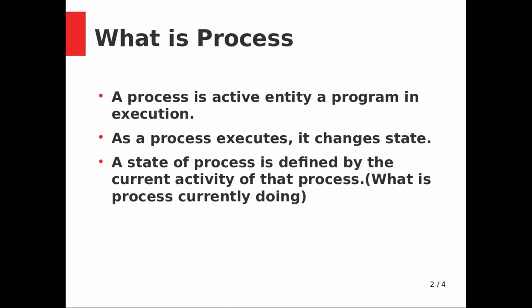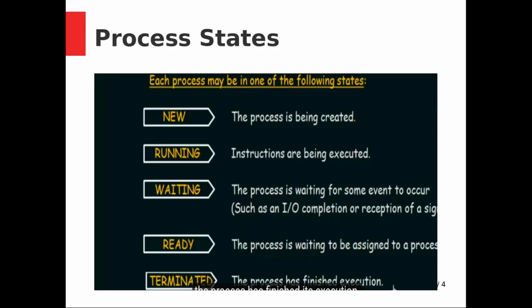The state of a process is defined by the current activity of the process. What is the process currently doing? When you are taking a printout, that is the current activity. When you are executing a C or C++ program, that is another activity. Or you are writing the program, that is another activity. So that is all about the process.